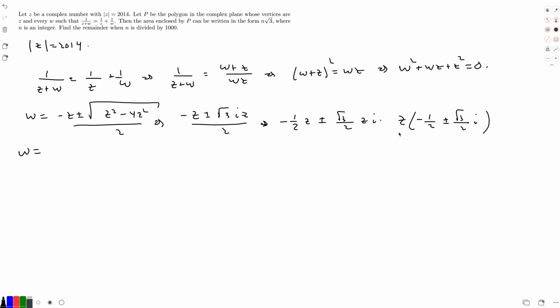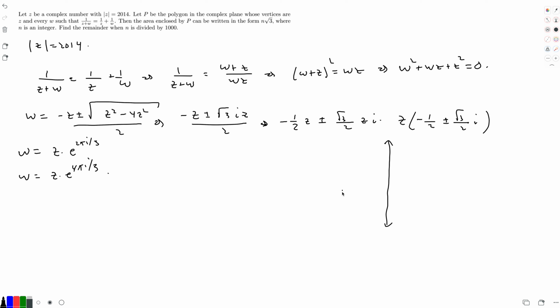Let's actually convert that into exponential form. That will be z times e to the 2 pi i over 3. And then w can also be, when this is negative 1/2 minus root 3 over 2 i, an argument of 240 degrees, or e to the 4 pi i over 3. Okay, great. So now we have enough to get a geometric interpretation of this.